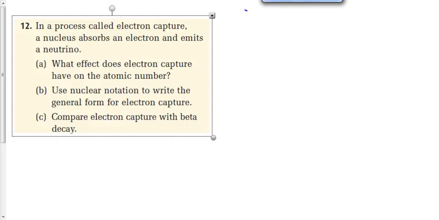So what, we haven't talked about electron capture. What do you got to do? You got to balance equations, right? You got to write a nuclear equation. You know how to do that. We've taught you how to do that.